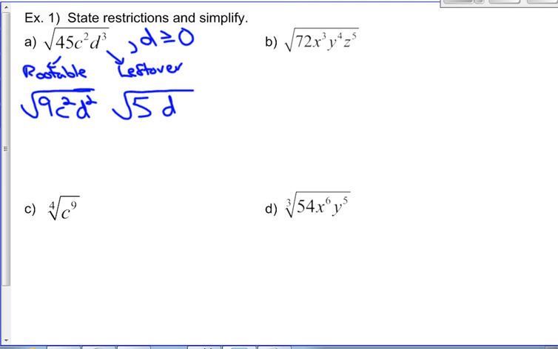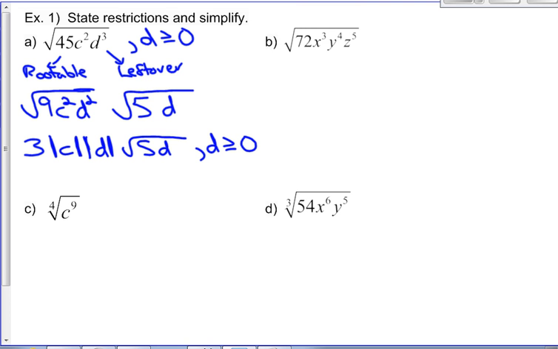Okay, let's square root. Square root of 9 is 3. Square root of c squared is absolute value of c. Square root of d squared is absolute value of d. And this is going to be root 5d.